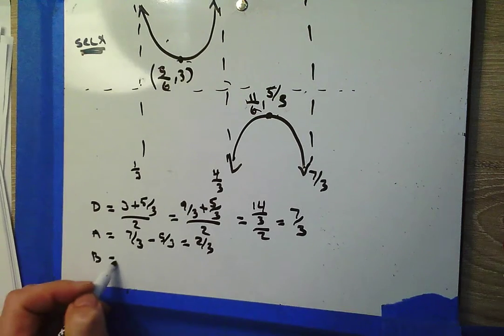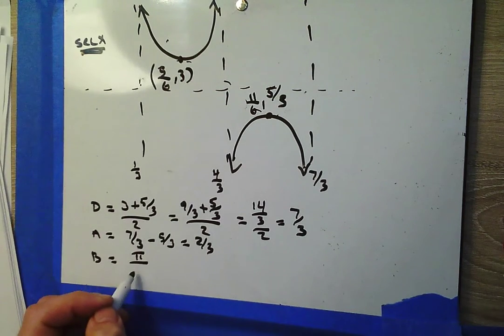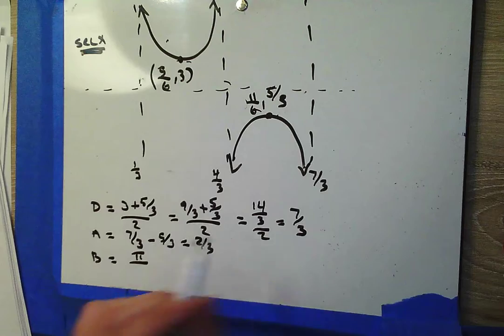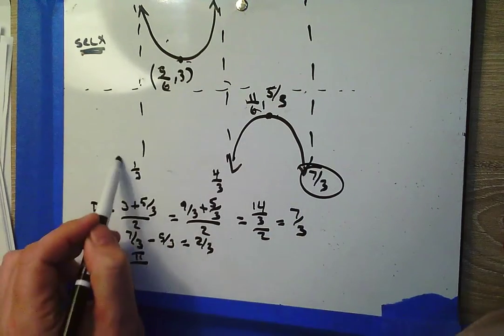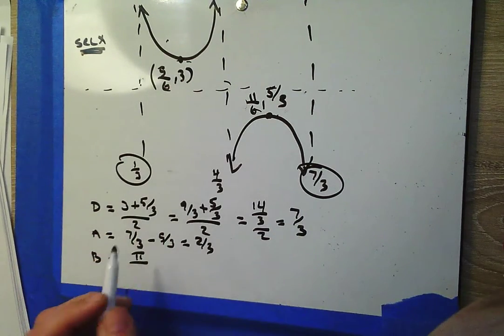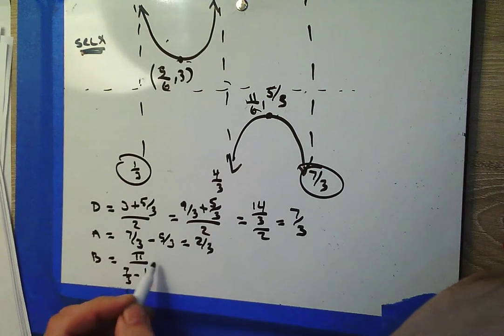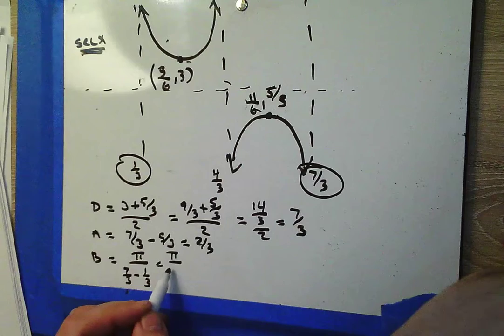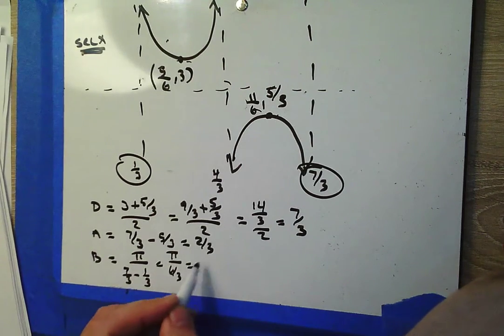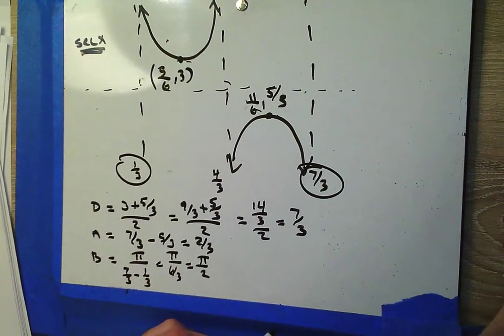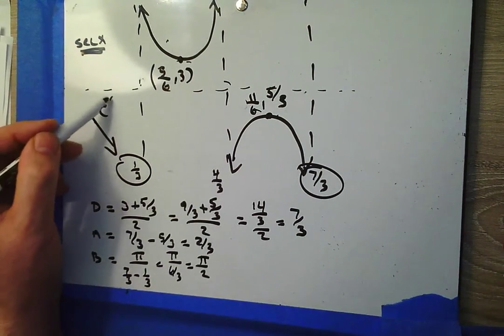My b value is pi over the period. And the period goes from my ending x to my starting x. So that's 7 thirds minus 1 third, which is 6 thirds, so b is pi over 6 thirds, or pi over 2 for my b value. And what's c? This is my c value here.